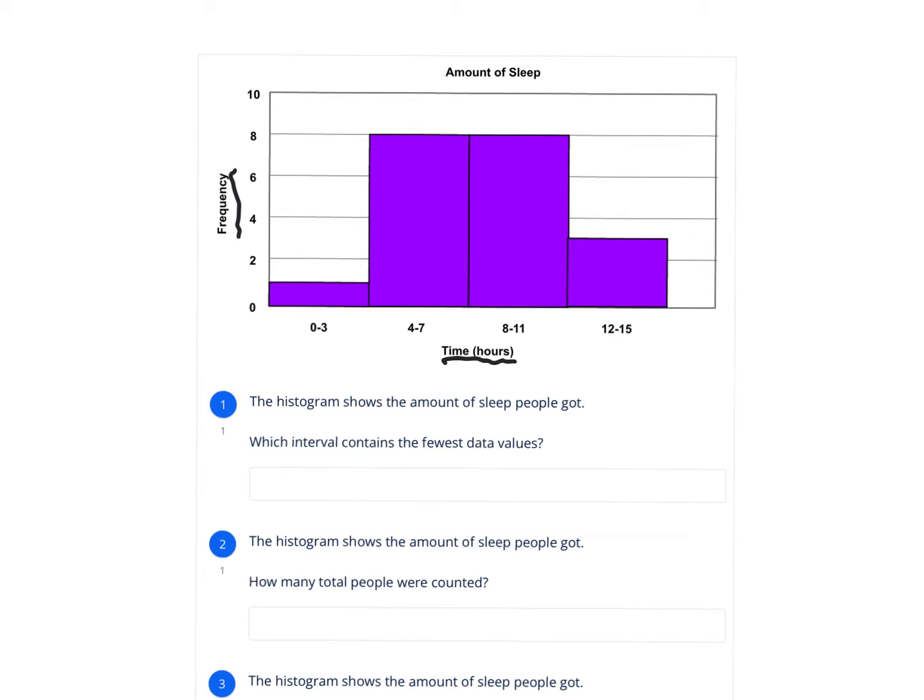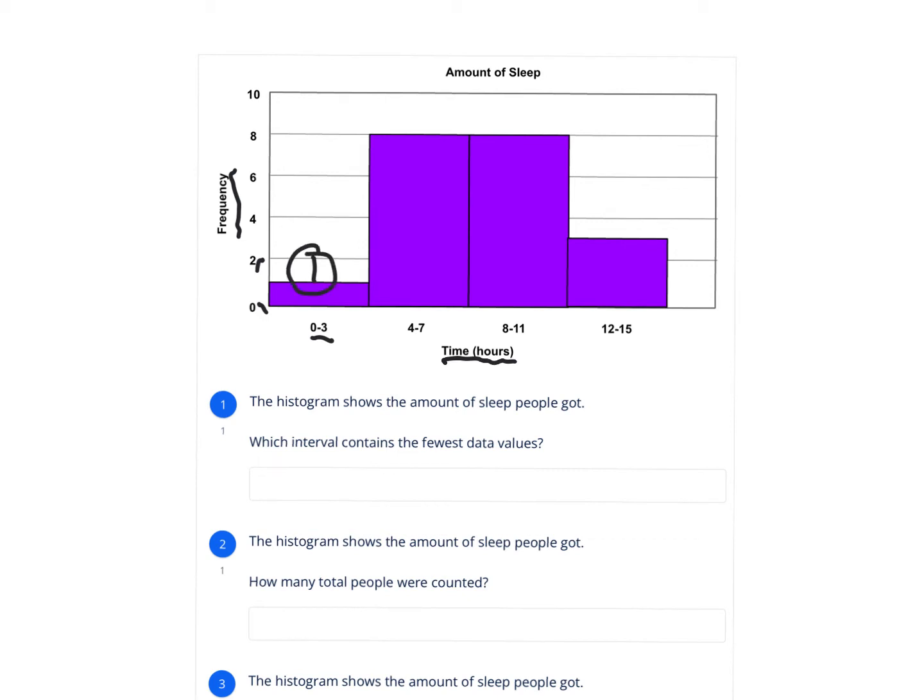Okay, so one thing I like to do first is just put some numbers above here so I can see how many times each was. So let's start with 0 to 3. So I look on the side here, it's between 0 and 2. Okay, so that's 1, isn't it? So I know that happened one time.